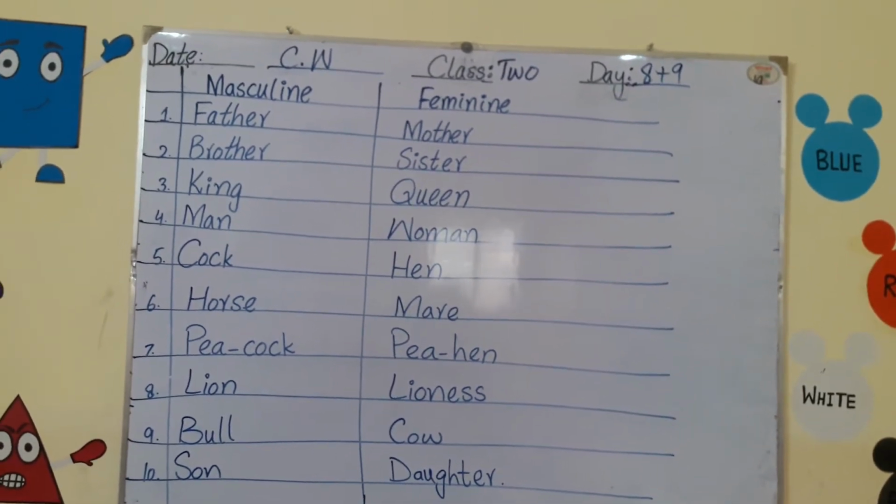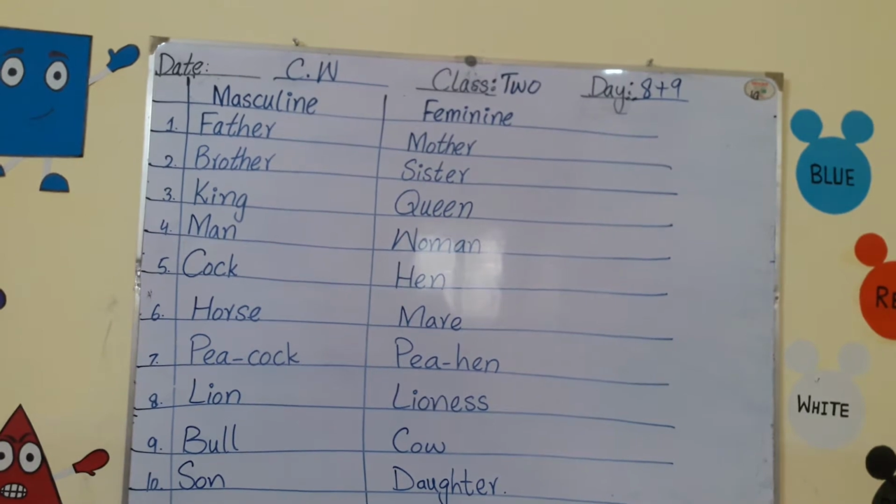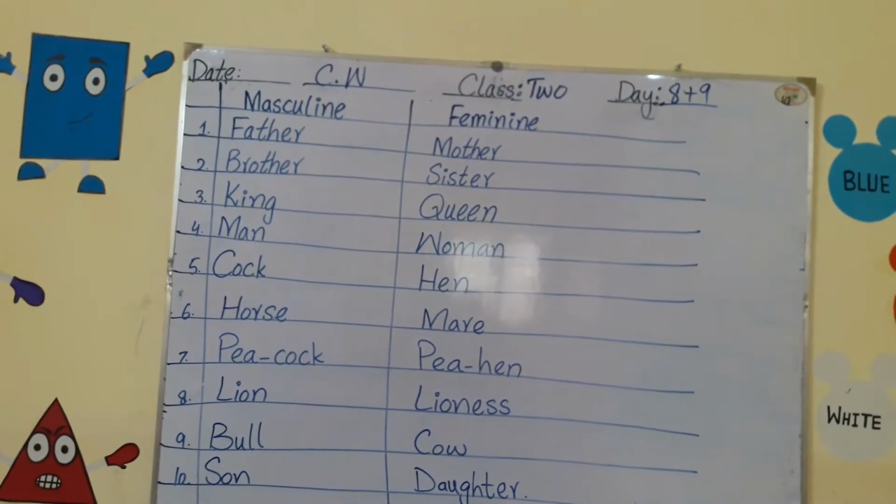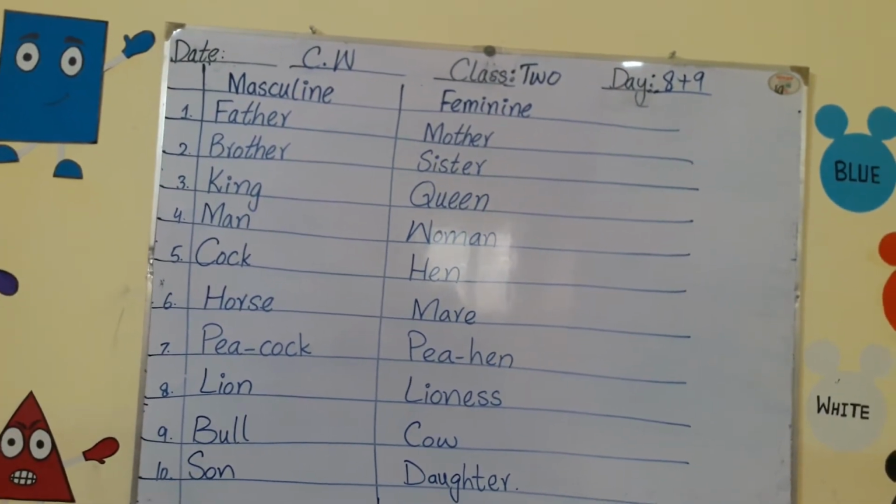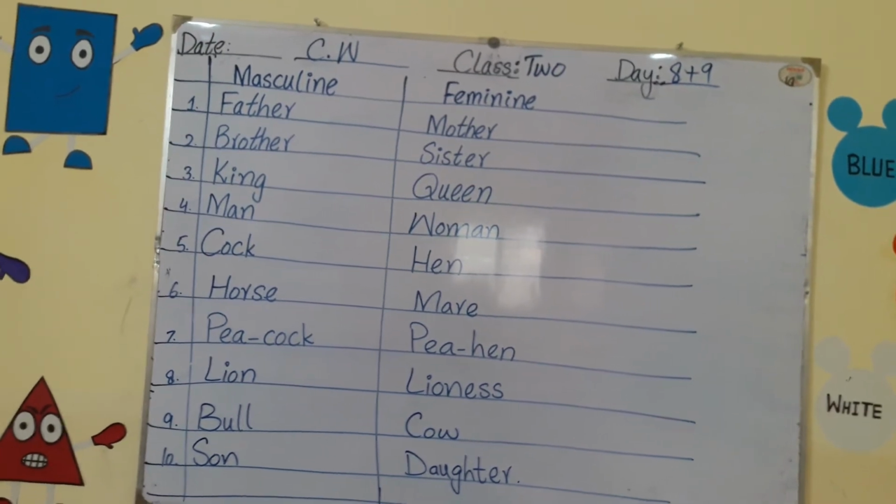Note down masculine, feminine in your English B notebook. Prepare your page, a new page, write date, CW and day, masculine, feminine.